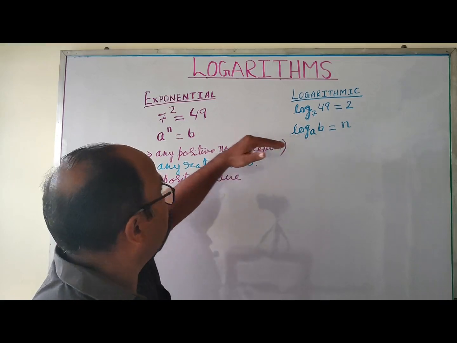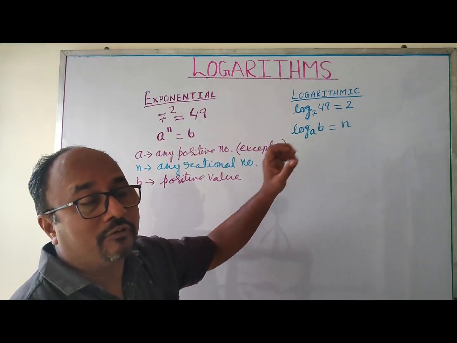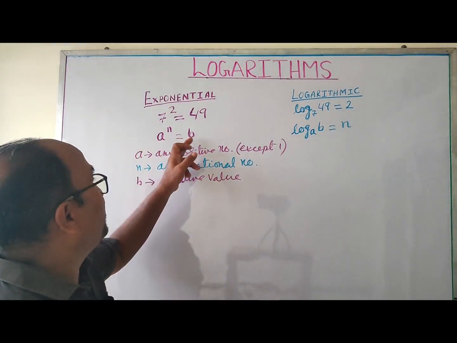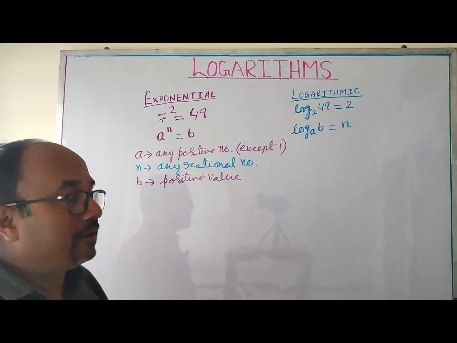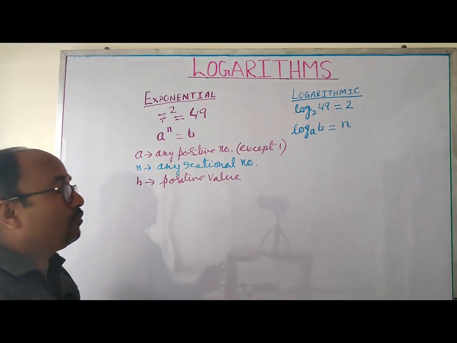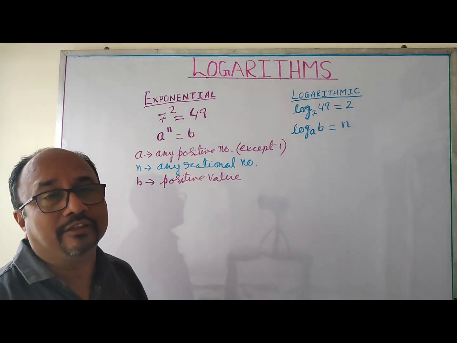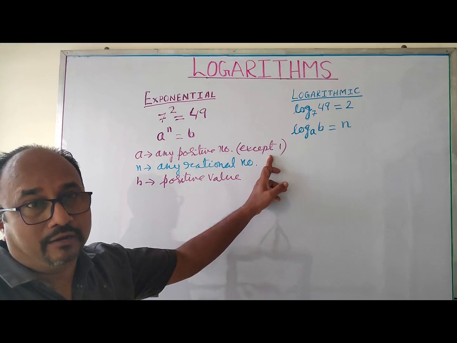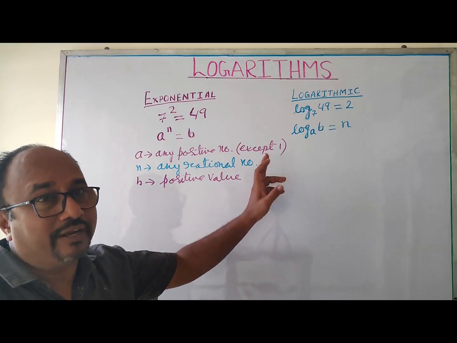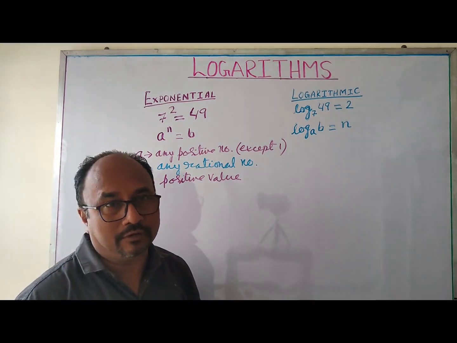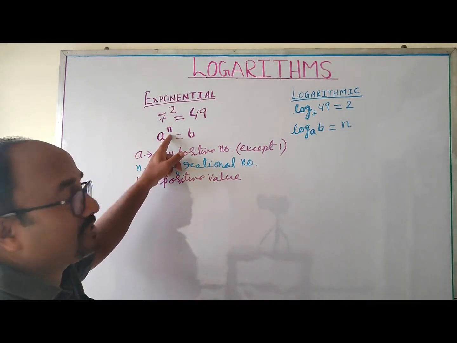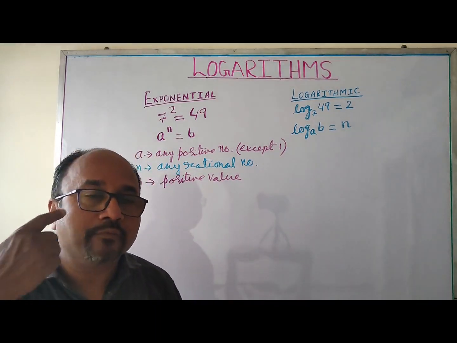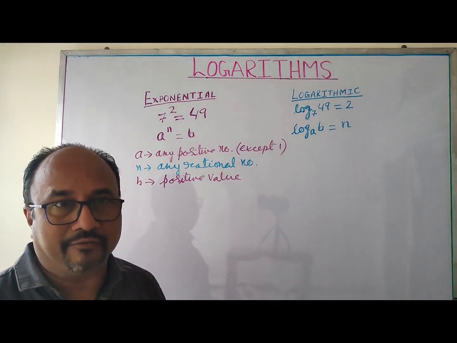Now using the general form, we can relate what type of values this a, b and n can have. This a will always have a positive value or a positive number, but it cannot have 1. Okay, except 1, it can take any positive number. Then this n which is there in the power can be any rational number. It can be positive, it can be negative.